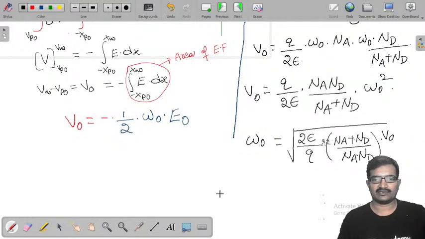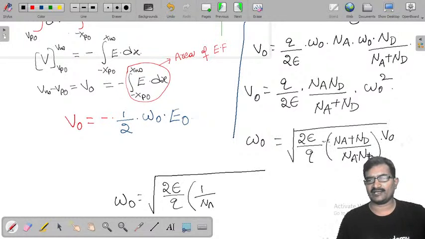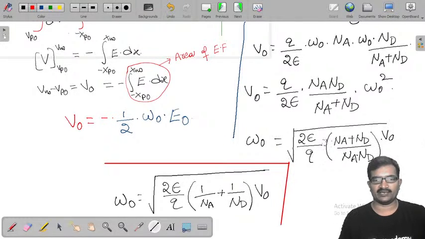Now again I am simplifying a little bit. So W0 can be written as square root of 2 epsilon by Q into Na by Na Nd, which is 1 by Nd. Similarly you get Nd by Na Nd, which is 1 by Na. So 1 by Na plus 1 by Nd into contact potential V0. This is the final equation for the depletion region width W0.